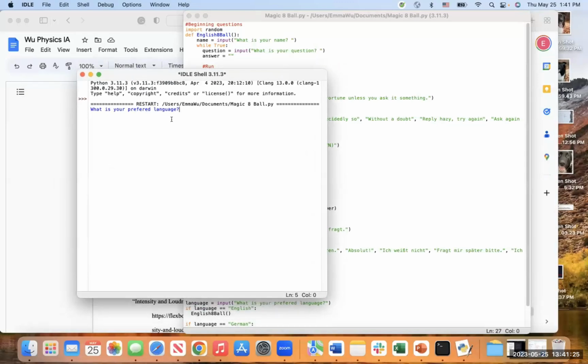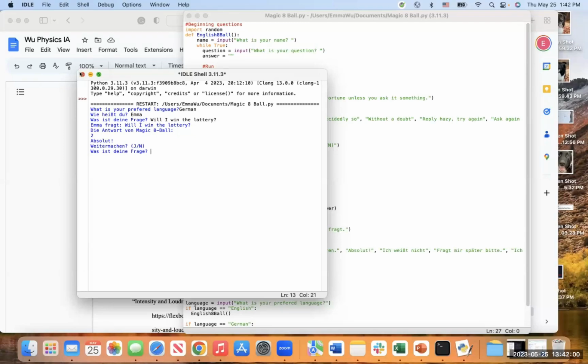Yeah, and then so, oh, sorry, can you type German for language? I understand German, I just want to see how it works. Okay, yeah, so this just asks what is your name, and then what's your question? So like, will I win the lottery, and then it says absolutely. And then this is yes or no if you want to continue. So that's it.